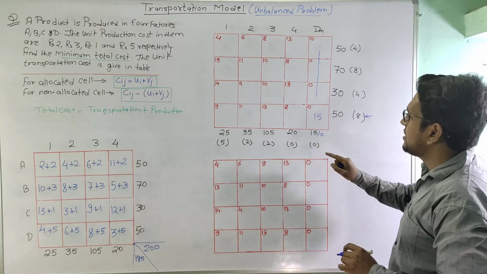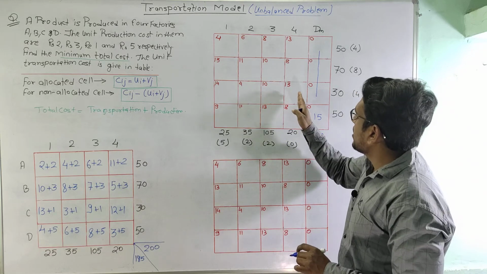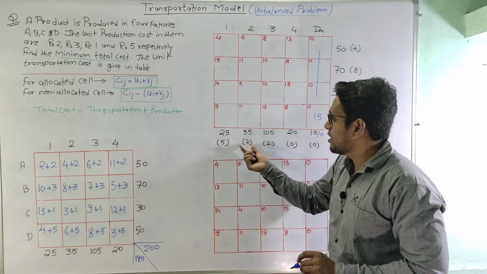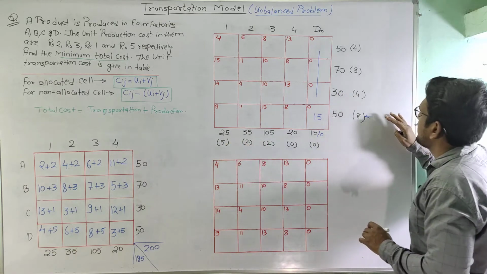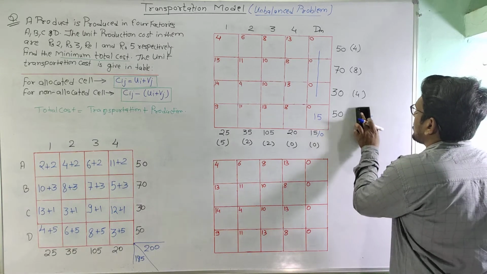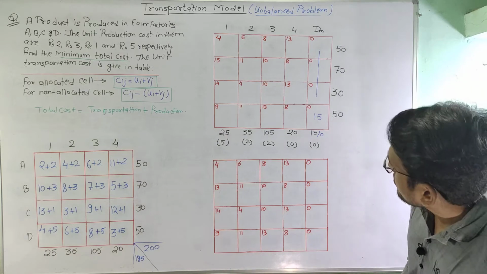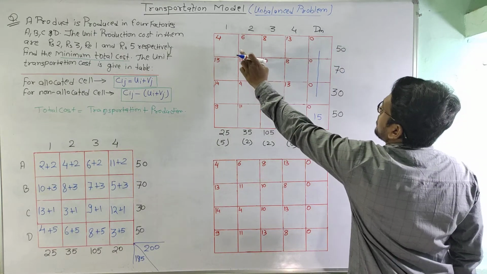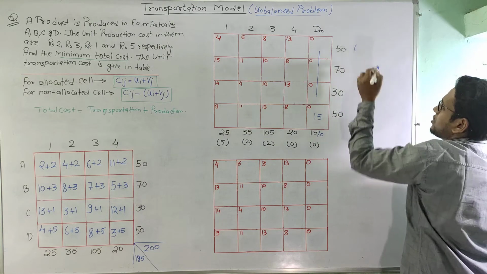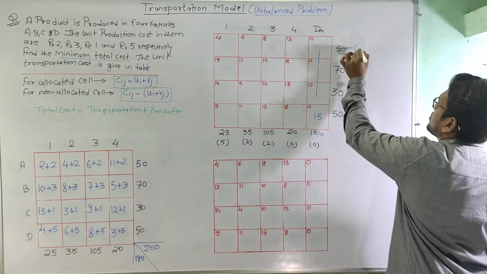Now again we will calculate the penalties. So we can see that the column does not change, that means the penalty in the column will remain the same, and we will need to calculate the penalties for the rows. So let us calculate the penalty for the rows. The minimum value is 4, next minimum is 6, and the penalty is 2.